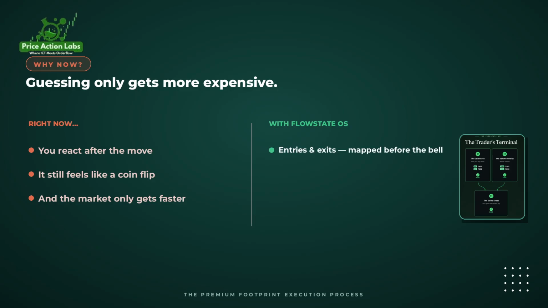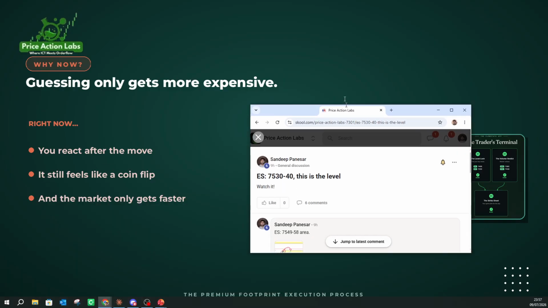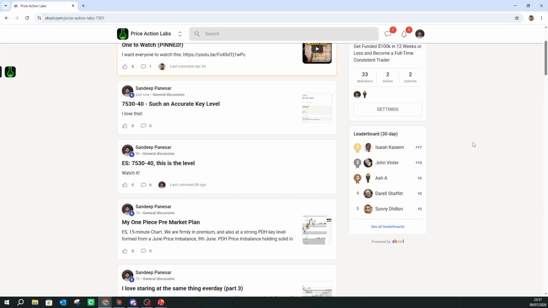So what we want to do is, what flow state does and what the system does is, it maps out entries and exits before the opening bell. Before the opening bell. And so this is what I mean. So what I'm going to do is, I'm going to show you an interesting little case study from today. So just going to break this down.